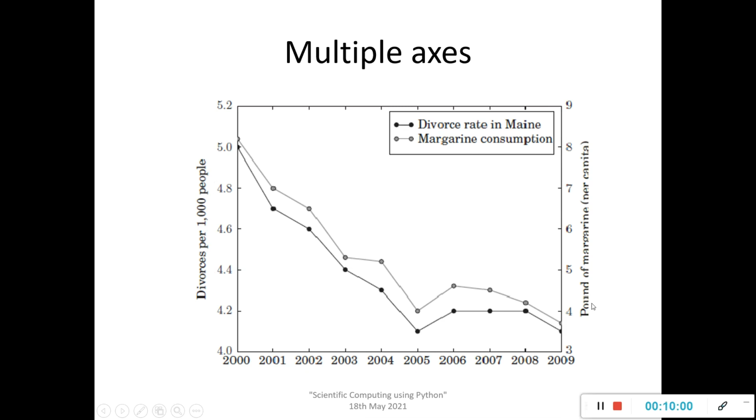And the amount or pounds of margarine per capita consumed. Well, people have done a very interesting study and they have found that there is some kind of relationship between the amount of margarine that people consume, a type of sweet that people consume in the US, and the divorce rate in a particular place called Maine. So if there are multiple input and output values that are to be matched, then they can be done very easily with the help of multiple axis facility available in Pylab.